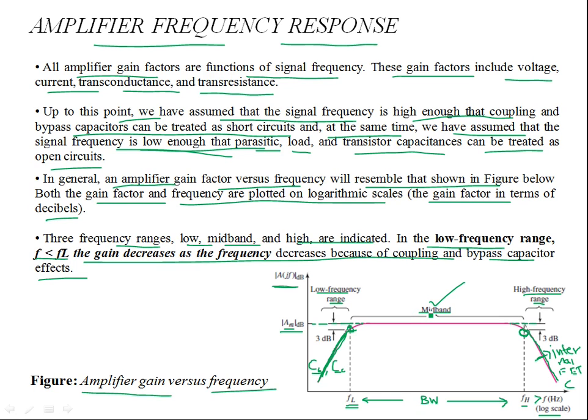The mid-band is not going to include the transistor capacitances because they are open, and the bypass and the coupling capacitors are short. So in the mid-band, the bypass and the coupling capacitors should be shorting out, because as the frequency increases, the capacitive reactance decreases. So the effect should be such that bypass and coupling capacitors become short circuits.